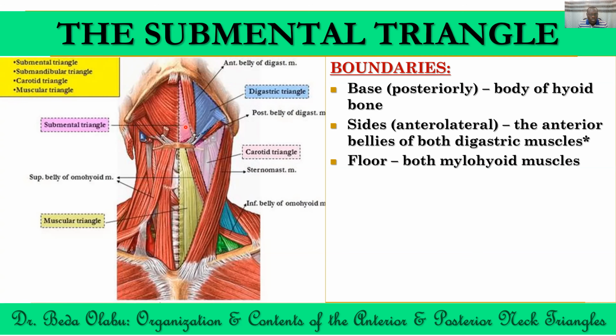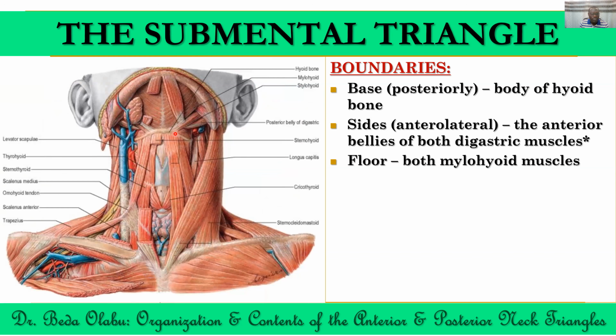The floor of the submental triangle is formed by the mylohyoid muscles. So you look at the right and left mylohyoid muscle to form the floor. This is the mylohyoid muscle that you're talking about as forming the floor. That's the right and that's the left.